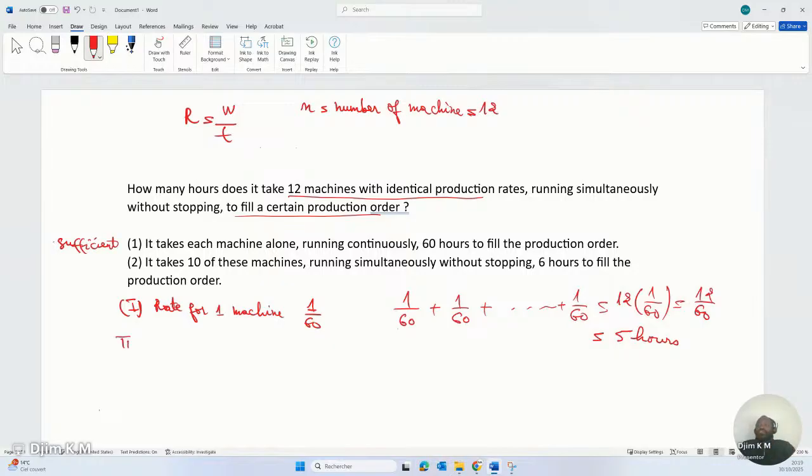So this is sufficient. The second condition says what? It takes 10 of these machines running simultaneously without stopping 6 hours to fill the production order. So it's simply saying that it takes 10 of these machines 6 hours.